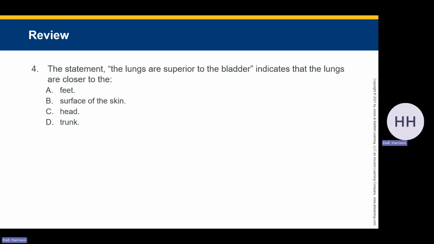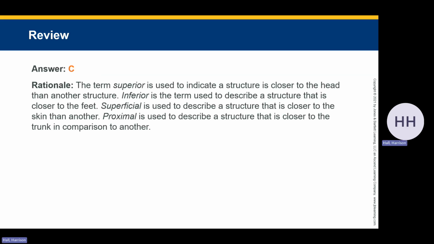The statement, the lungs are superior to the bladder, indicates that the lungs are closer to the what? All right, so closer to the head. Superior means closer to the head, and these are going to be used mostly whenever you're describing something that's going on in the core of the body rather than an extremity.